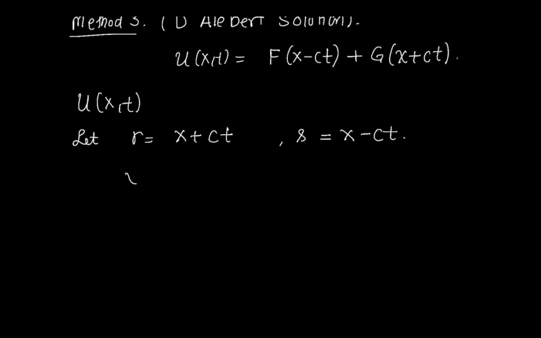So what will be x then? Because I have x and t, I'm making a substitution in x and t. If I add them, therefore x is going to be r plus s divided by 2. That will be my x. And t is when you subtract them, so it's going to be r minus s, divided by 2c.